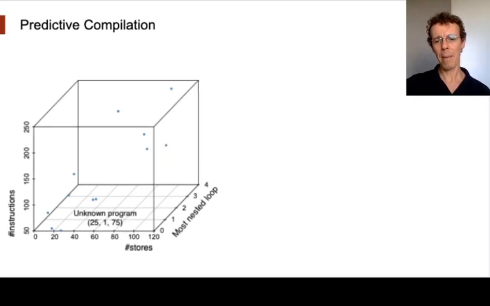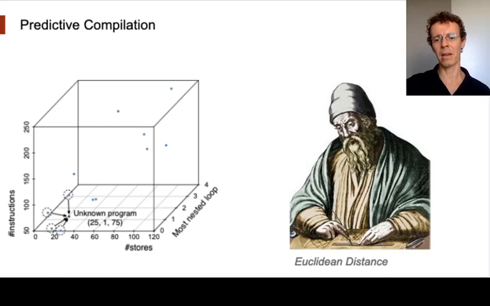So given that we have a map of a set of known programs to good optimization sequences, what do we do when we need to compile an unknown program? Basically, we find the programs in the known universe that are the closest to the unknown program. And given the parameters that make up our universe, this notion of distance is well defined. We can use, for instance, the Euclidean distance to measure the distance between two programs.